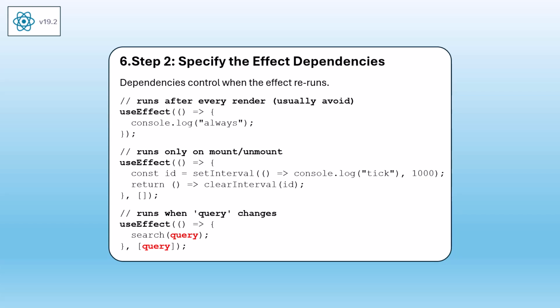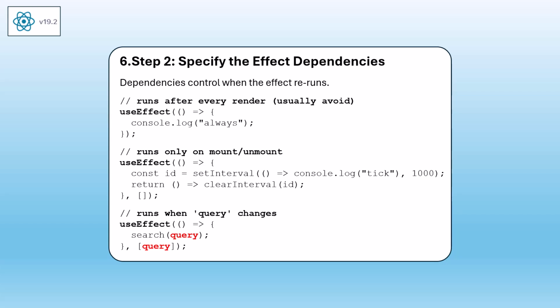6. Step 2. Specify the effect dependencies. If you leave the effect to run after every render indiscriminately, you may incur performance hits, unnecessary network traffic, or even infinite loops. Dependencies tell the system, only rerun this effect when these particular values change. If no dependencies are given, it typically means run after every render.